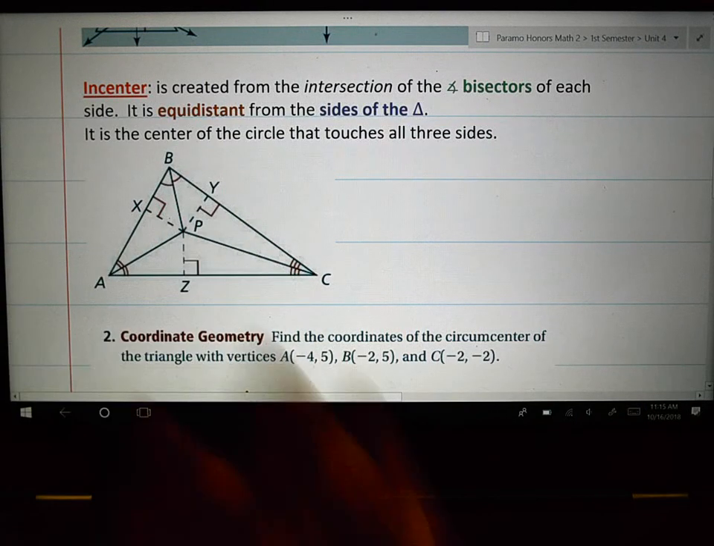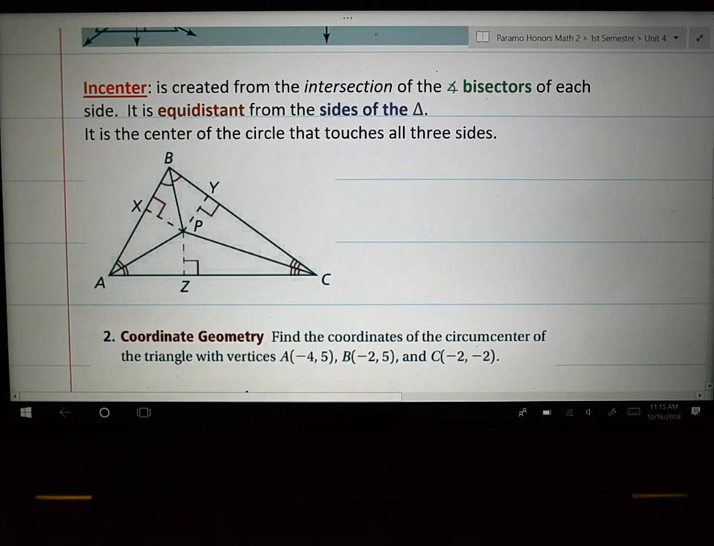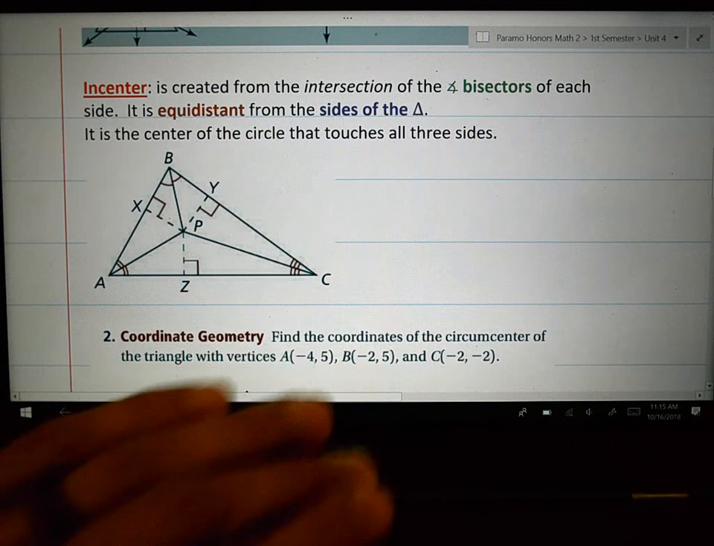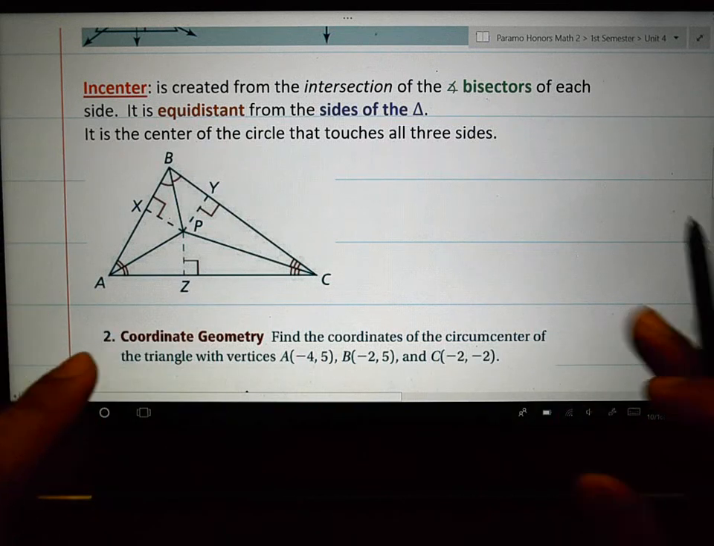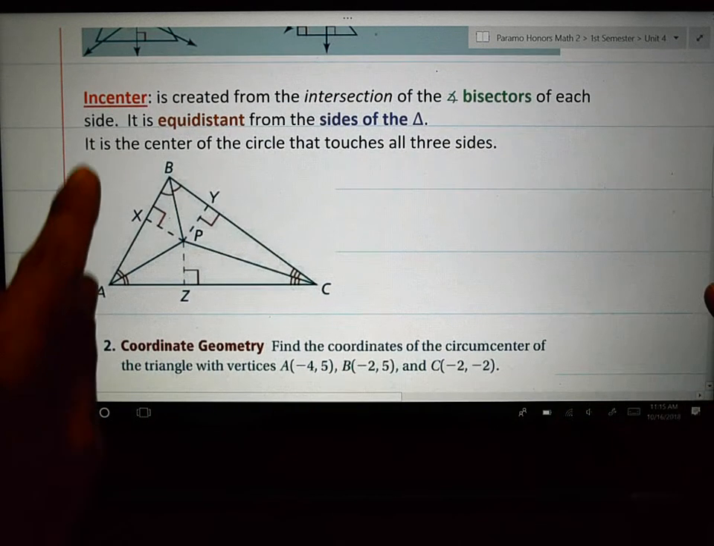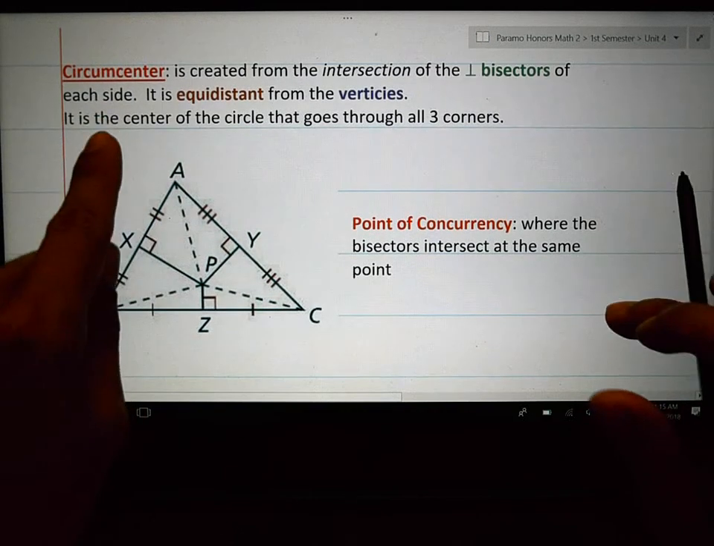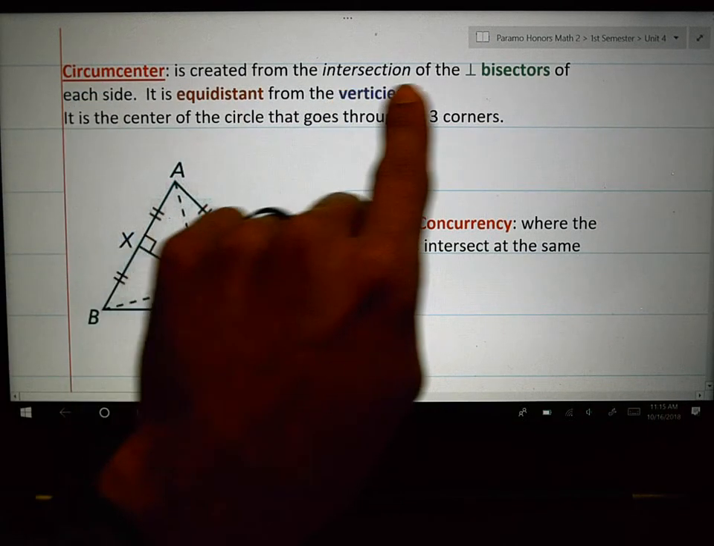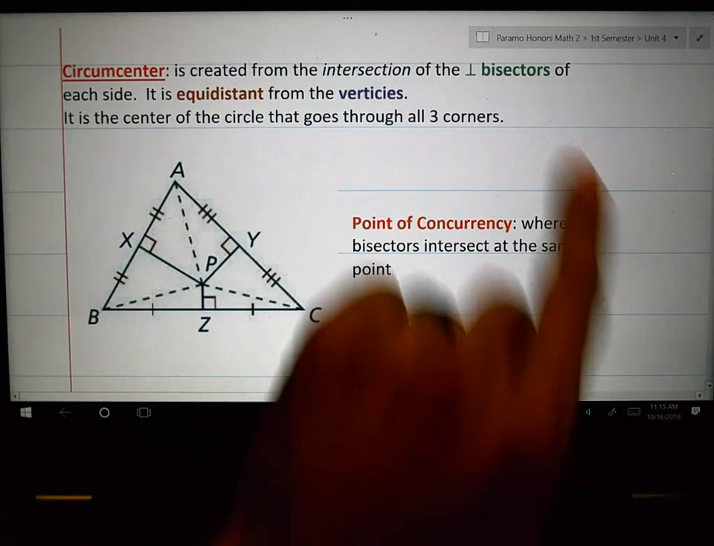There are two more that we're going to learn. One's called the centroid, the other one's called the orthocenter. Those are coming up in future sections. So keep in mind, you are going to have to know the differences between them. And the biggest difference right off the bat for a circumcenter is that it is created by perpendicular bisectors.